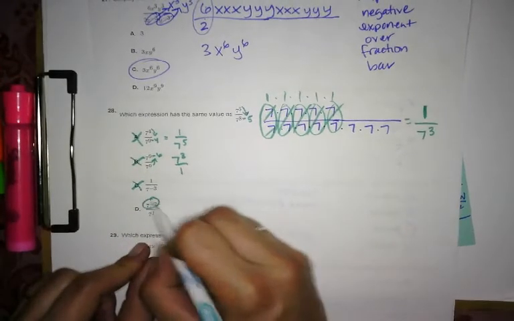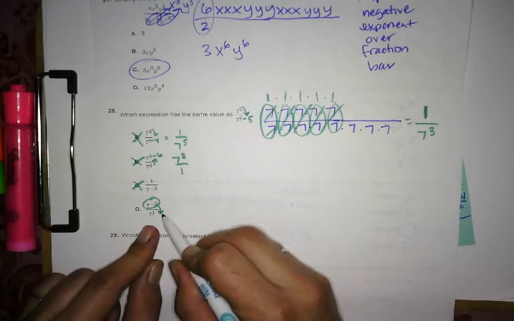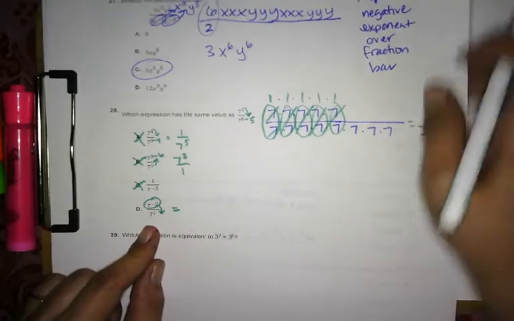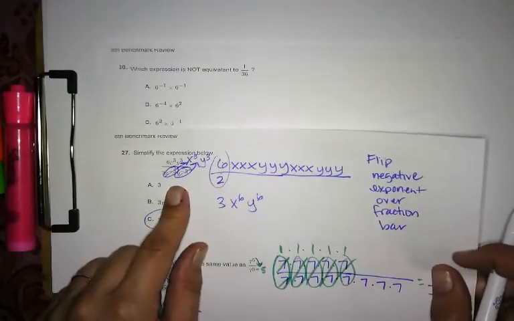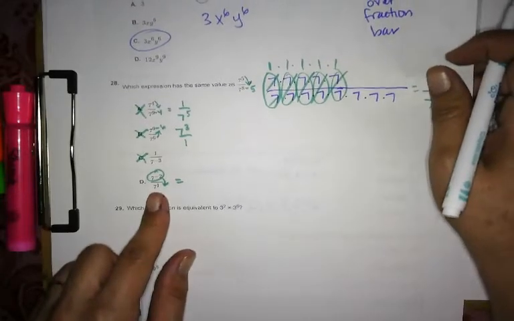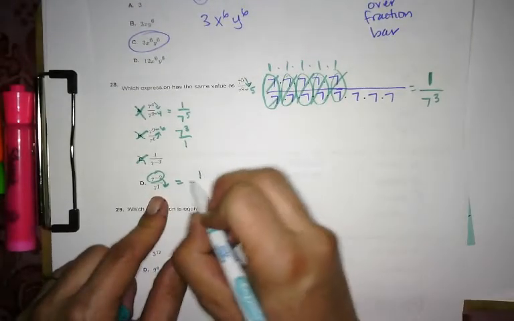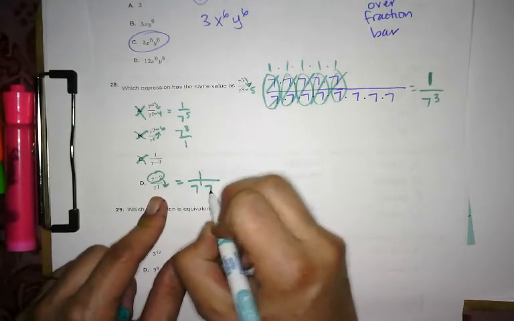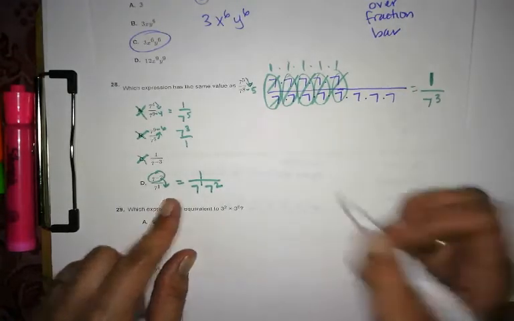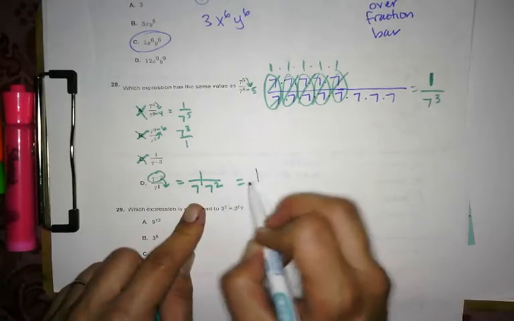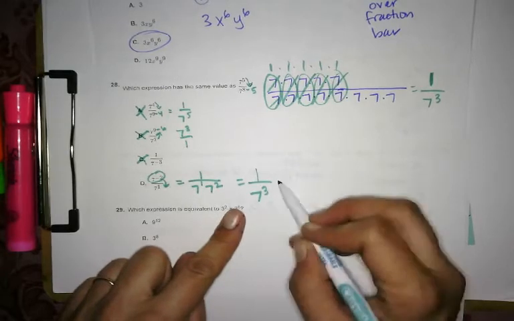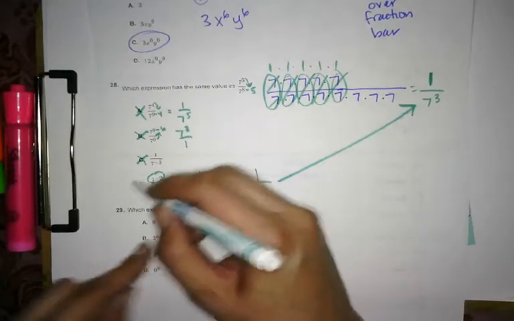This, if I think about rewriting, so if I move this down to the bottom, like what we did up here, if I flip it over to make it positive, it becomes 1 over 7 to the 1 and then 7 to the positive 2, which means on the bottom here I have 3 altogether, right? So that's the one that matches.